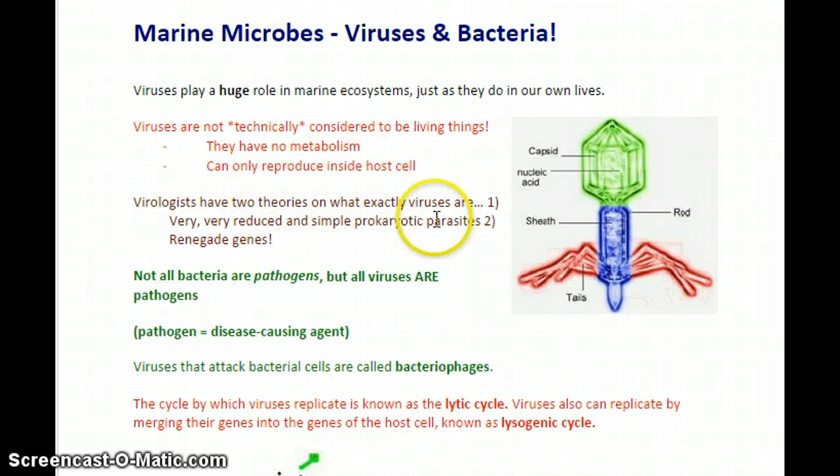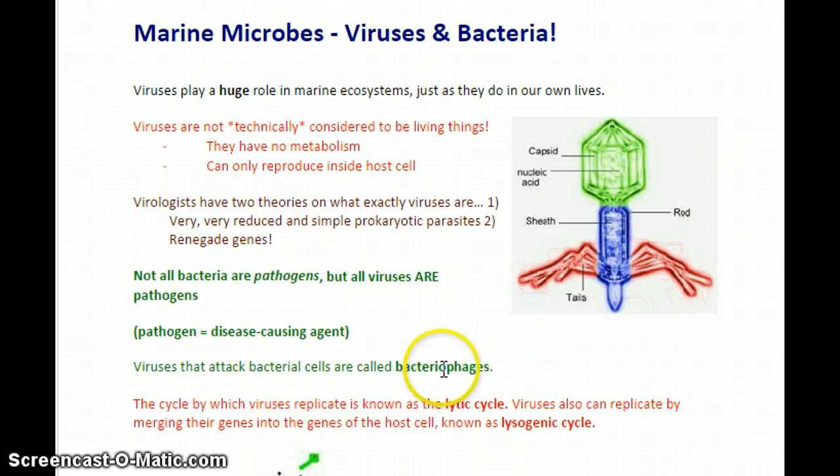So there's basically two theories on what viruses are. They're either very, very simple prokaryotic parasites, or they are just renegade genes, because viruses are basically just a package of genes with a protein coat around them. So the interesting thing about viruses is that all viruses are pathogens. Pathogen means a disease-causing agent. Not all bacteria are pathogens. You've heard of good bacteria, bad bacteria, and we'll talk about that in a minute, but viruses are all bad in the sense that they all cause disease.